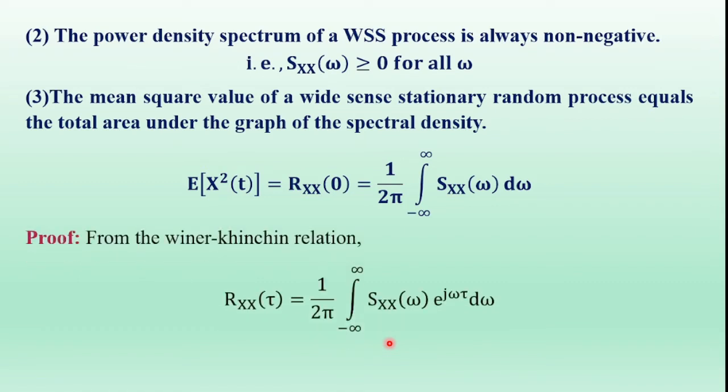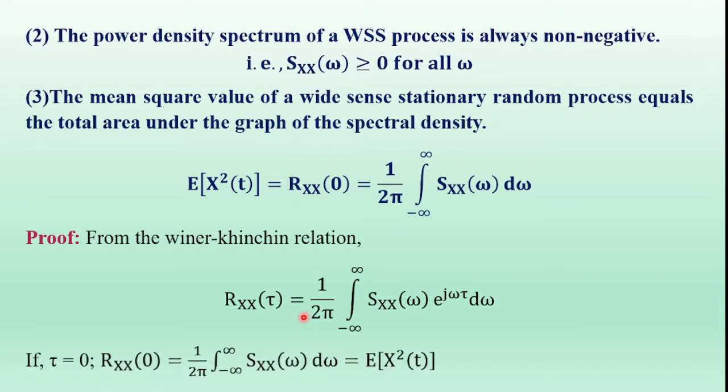From the Wiener-Khinchin relation, the inverse Fourier transform relation is Rxx of tau is equal to 1 by 2 pi integral minus infinity to infinity Sxx of omega e power j omega tau d omega. In this equation, substitute tau is equal to 0. If tau is equal to 0, then Rxx of 0 is equal to, since e power j omega tau is 1, the remaining RHS term 1 by 2 pi integral minus infinity to infinity Sxx of omega d omega.